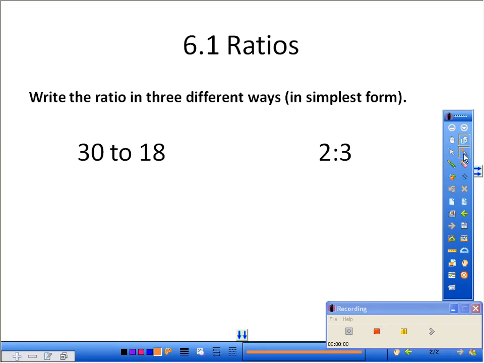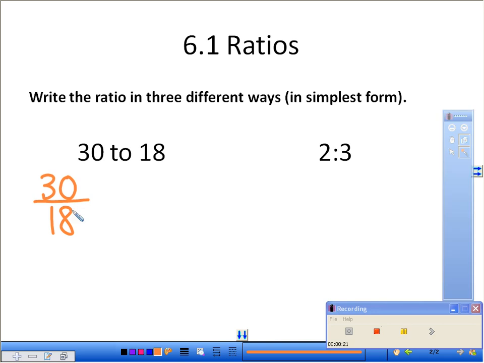Ratios can be written in 3 different ways. But before we write it in 3 different ways, we want to make sure that the ratio is in simplest form. In order to do that, think of the ratio as a fraction. In this case, 30 to 18, we can think of it as 30 over 18 or 30/18. If that is in simplest form, then we just need to write it in 2 other ways.